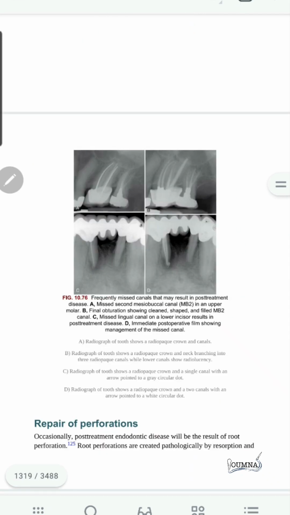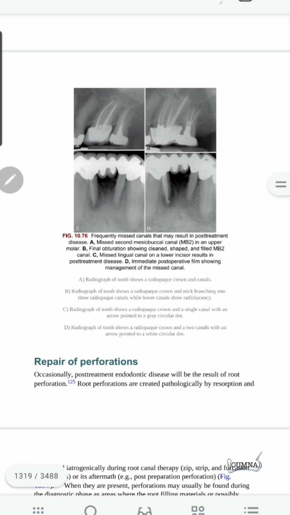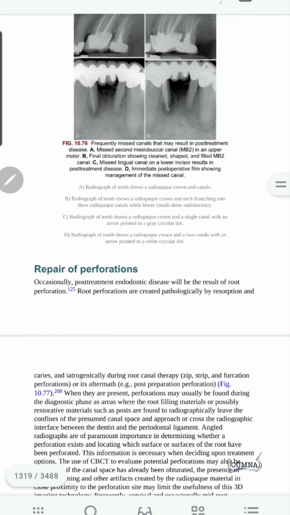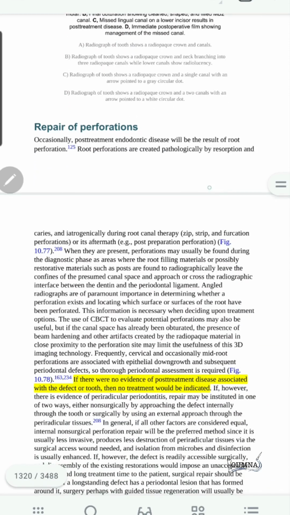After removing the obstacles, which were the posts or the remaining filling material or the separated instruments, or dealing with the ledges, we must now do what is called searching for the missed canals. Here we see that missed canals were detected and obturated. Now, the last complication that we may handle is the perforation.